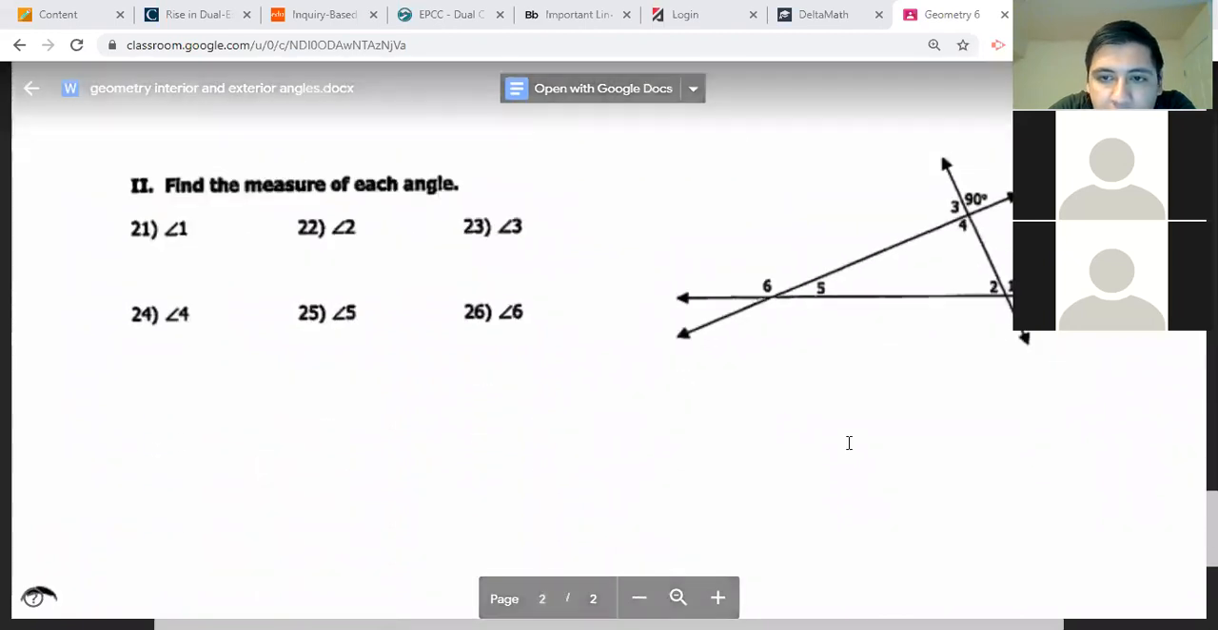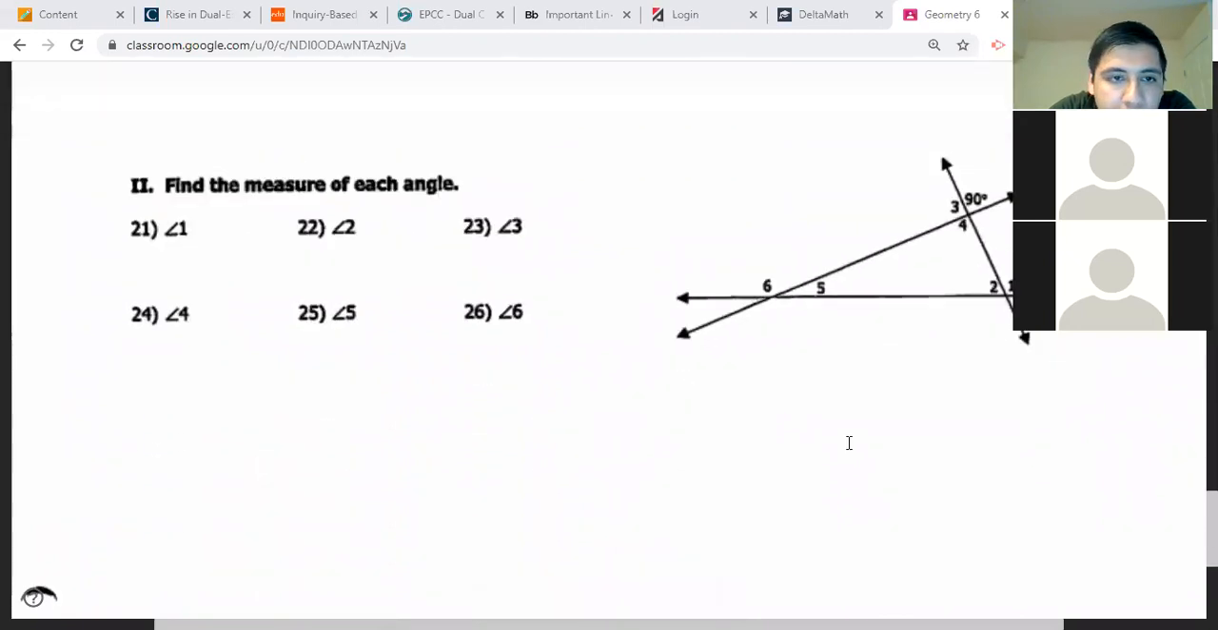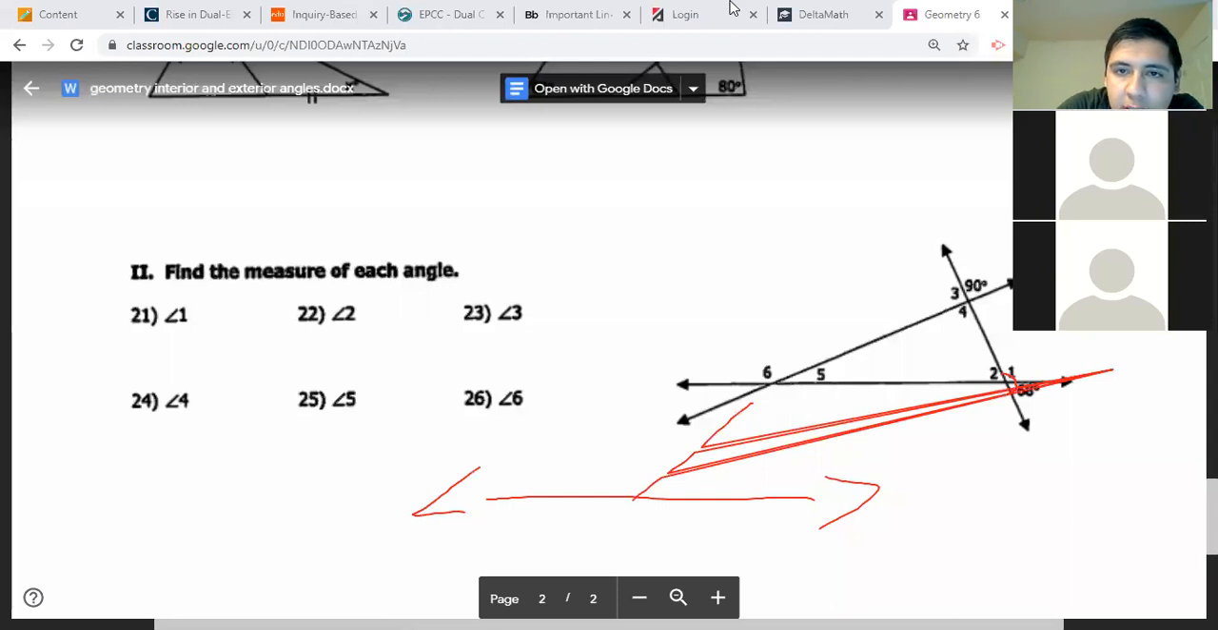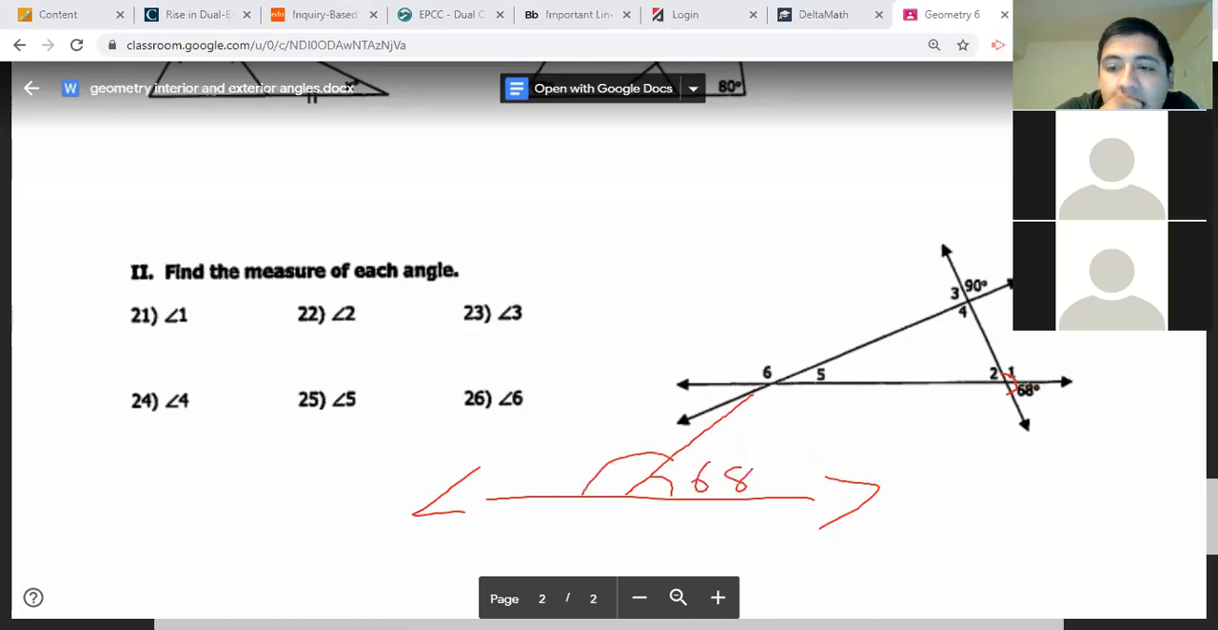Let's see if there's other examples here. So actually, let's work on this one then. Let's go ahead and work on this one right here. So let's go in order. So we know that right here, angle 1, we know that one of those is 68. So what is the other part of the angle?